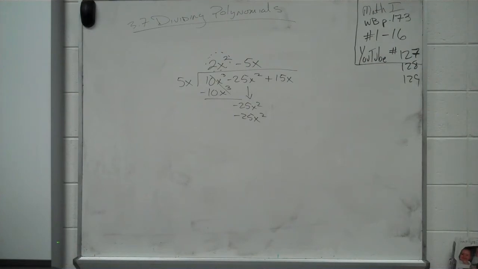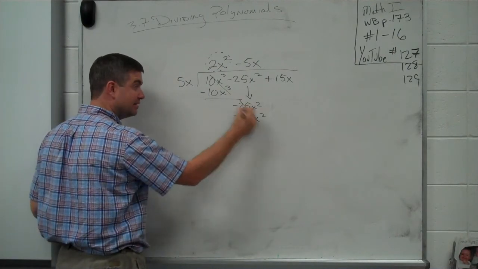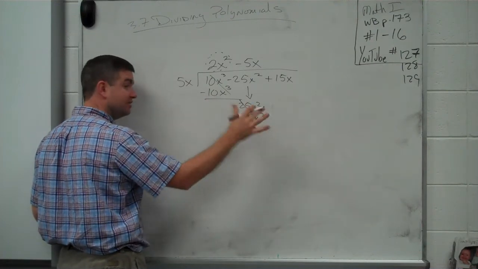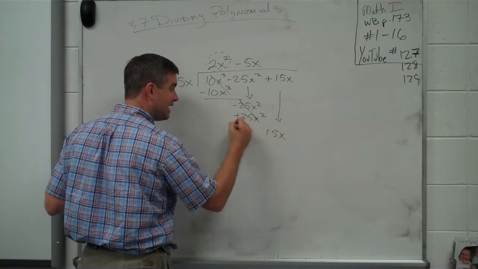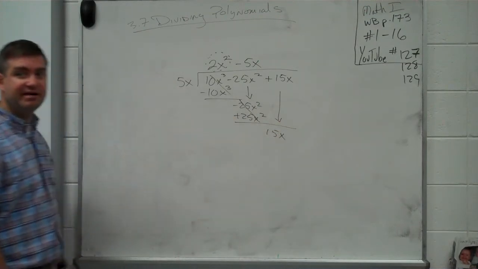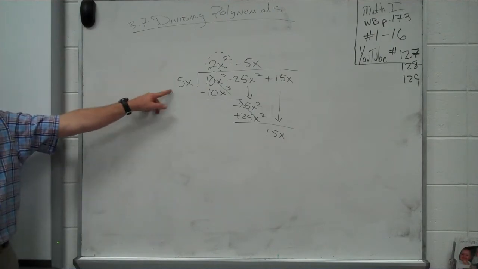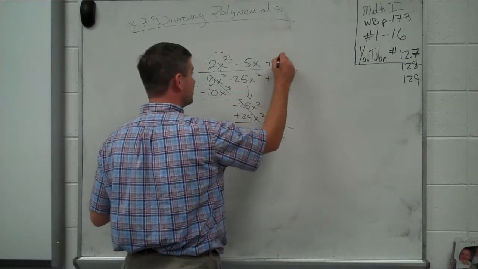Now, what do I need to do? Two things. I need to cancel it out by subtraction, which makes it positive. That just means it cancels out. I subtracted it, it changed into positive so that it would cancel. Then the 15x simply drops down, and I'm ready to go with the next value. I got one more value, and then I'm done. What times 5x gives me 15x? Positive 3. You're right.